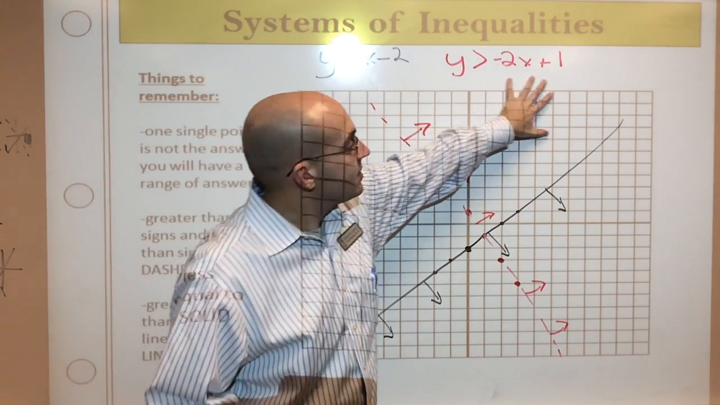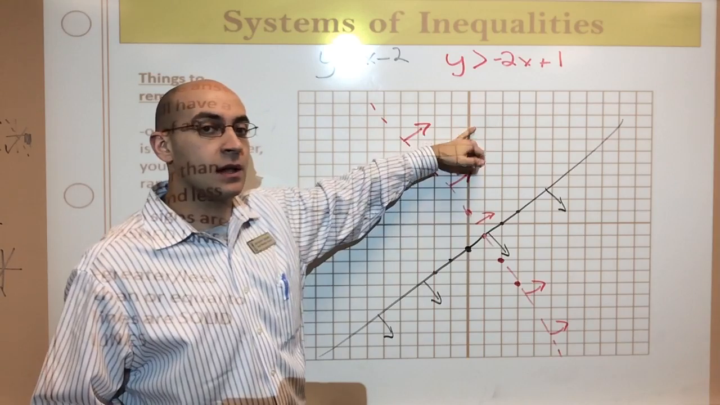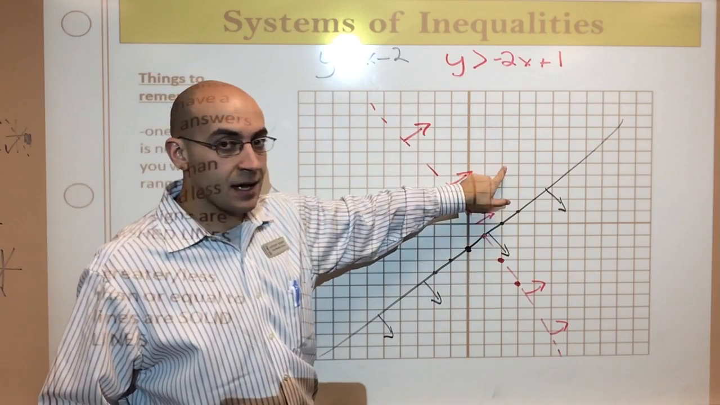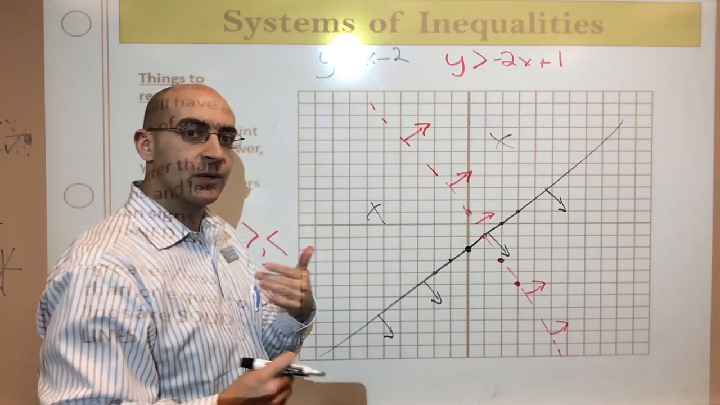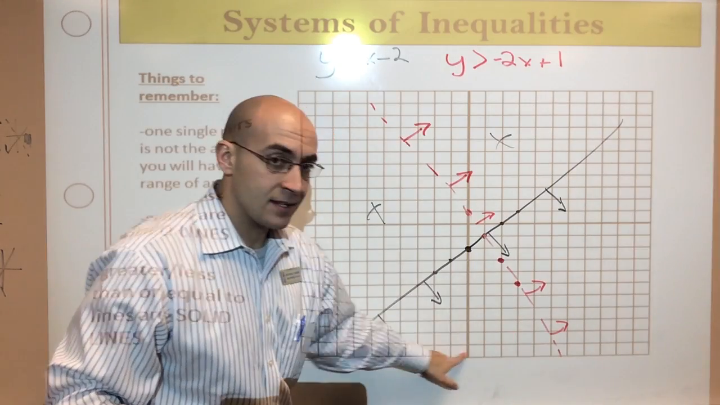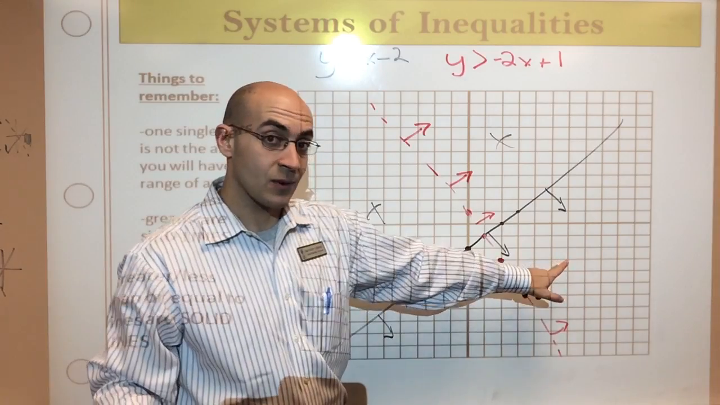I will not shade in this top area at all because although it would satisfy the inequality for the red line, the black line does not work. So if you feel like putting X's here, that makes it a little easier for you, go ahead. I will not shade in this area because once again, arrows are pointing down for black, but arrows are pointing the other way for red.